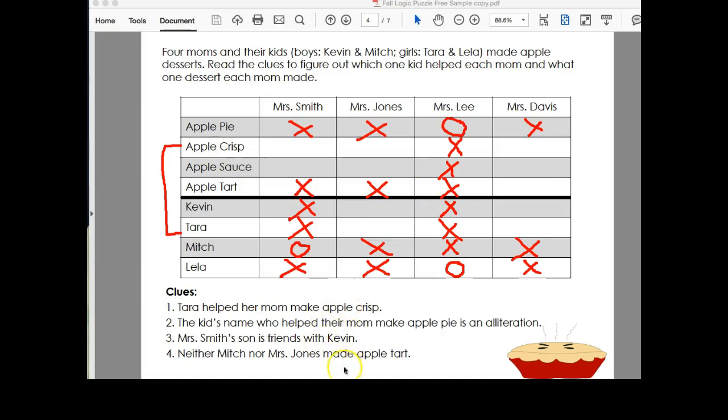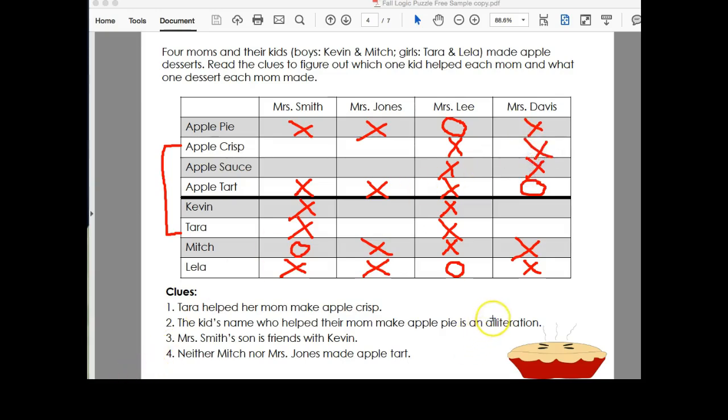Now we're through all of our clues. We can reread the clues, or we can look at our chart first and see if there's any that we can figure out from here. And I notice there's three X's here, which means this one has to be the answer for that, which means I can X out all of these.